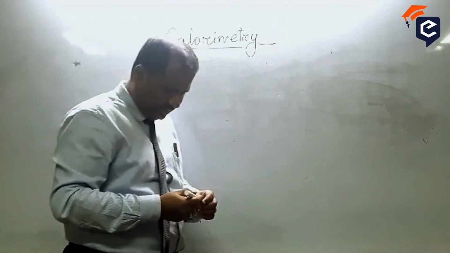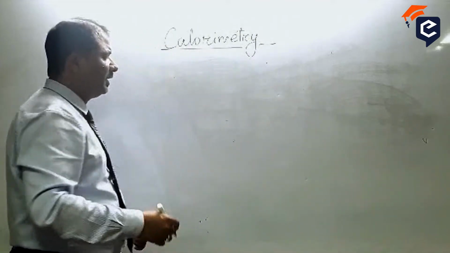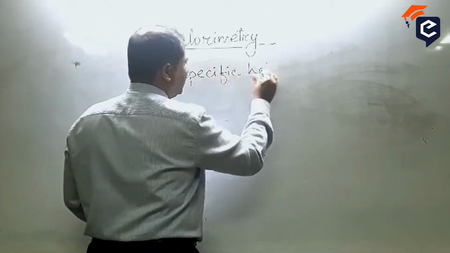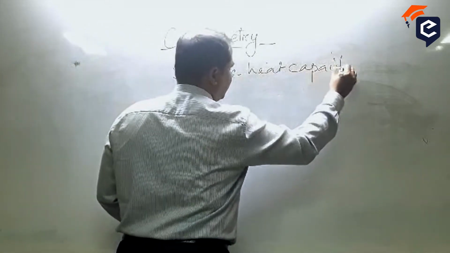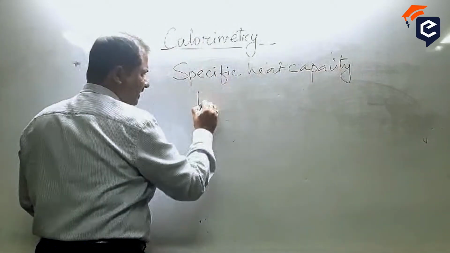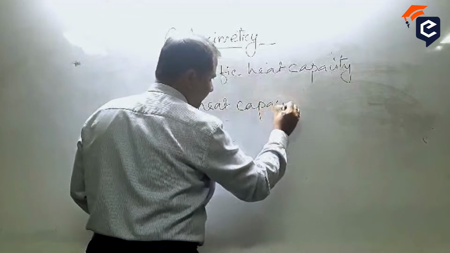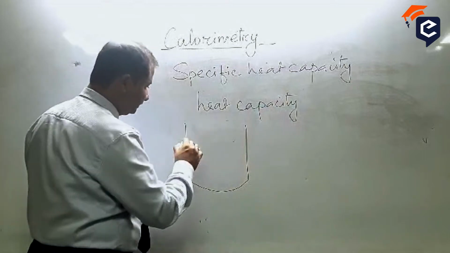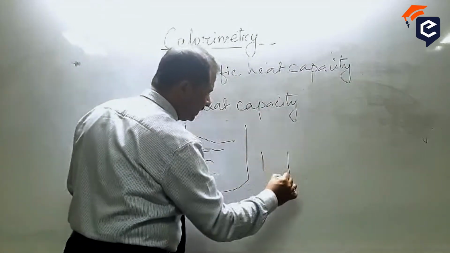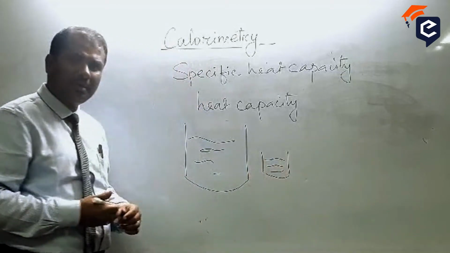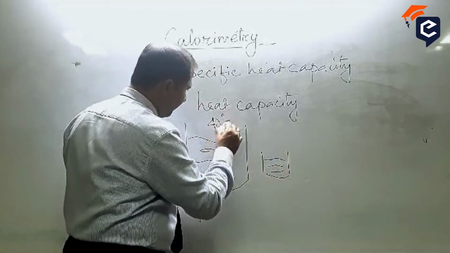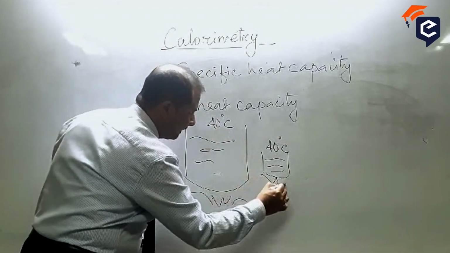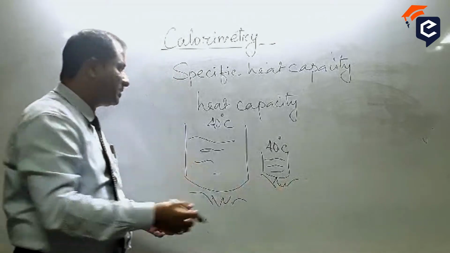Let's take up an example. But before that, there is something called specific heat capacity. Let's understand this. Before that, let's understand a term called heat capacity. Now say I have taken a big gallon of water and a small beaker which contains water. Both are at say 40 degrees Celsius. I am heating both of them and raising the temperature of both to 50 degrees Celsius.